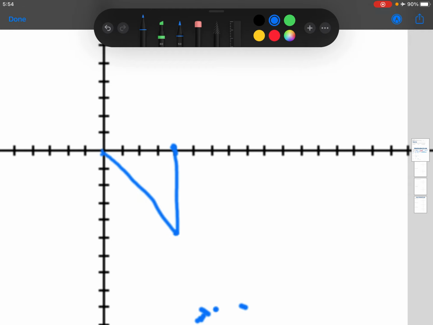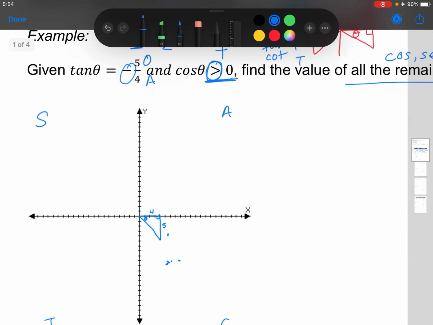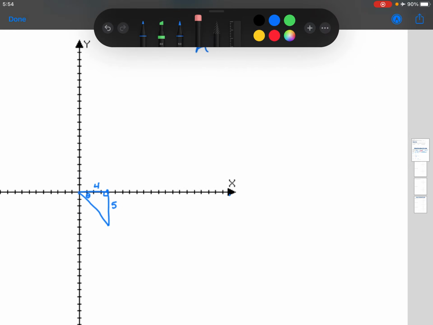Again, it's between the x-axis and the terminal line, right? That's my angle. Opposite is 5 and adjacent is 4. That's how I did that. And that's a right triangle, right? So if I zoom in, it looks really tiny. You don't have to really draw an accurate one, but since this axis was already scaled, might as well draw it, right?